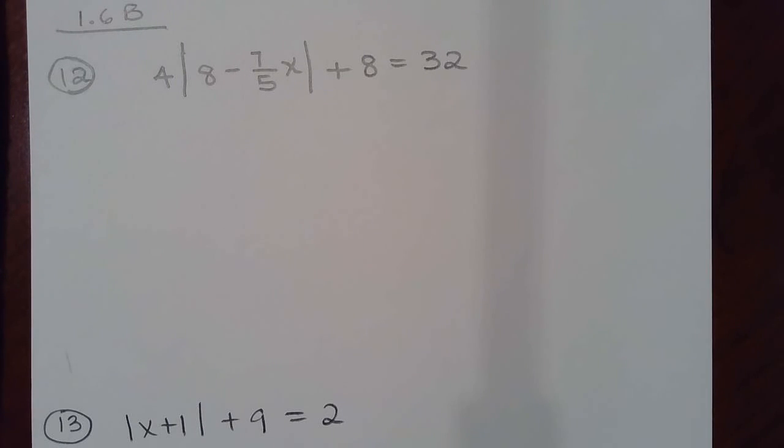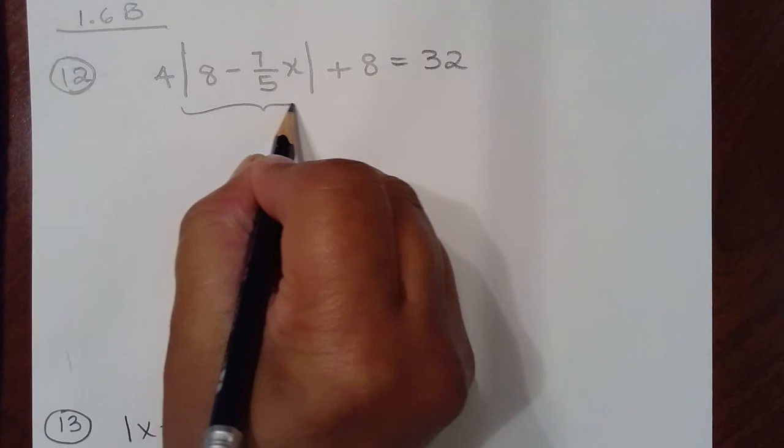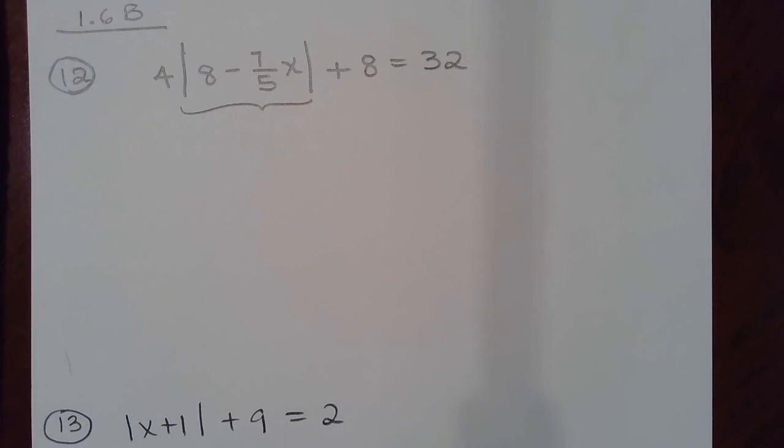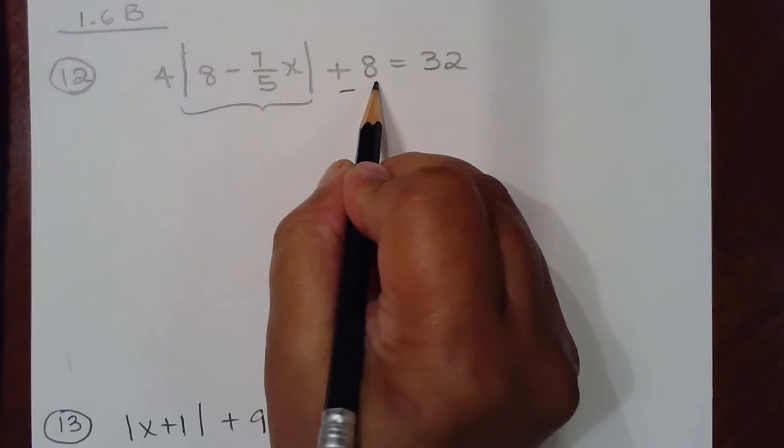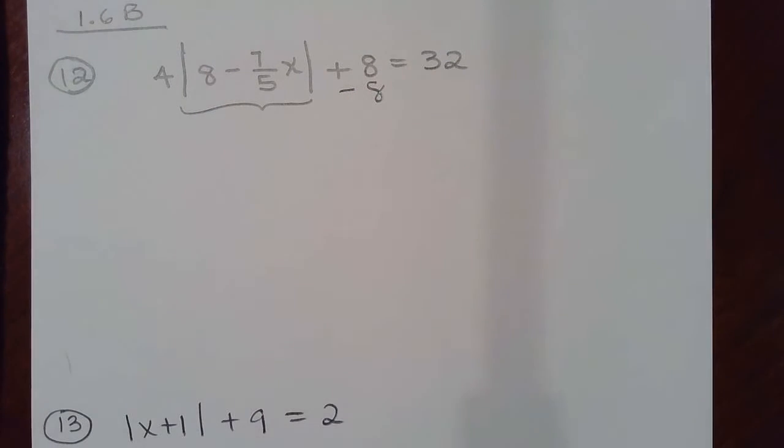Okay, looks like you're a little bit short on examples for section 1.6b, so I'm going to give you a few more in that section, starting off with number 12 for MAC 1105. When you are solving these absolute value equations, the first thing you want to do is isolate the expression that is in the absolute value symbols. So in order to do that, you're going to remove this 8 first.